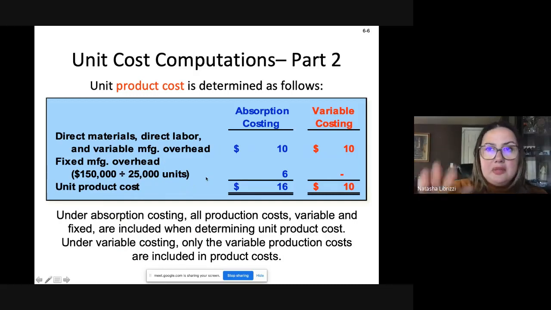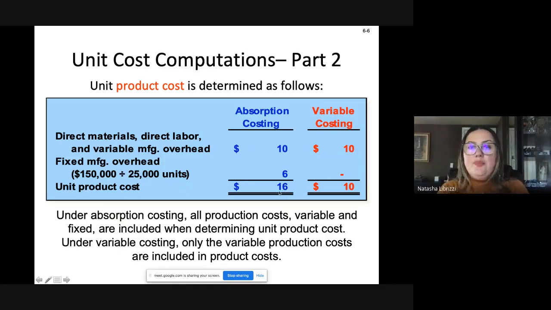And under these circumstances, remember the three assumptions we made. Whatever we produce, the cost is $6 per unit, so we're actually allocating our fixed manufacturing overhead per unit. This way, we capture all of the cost in the product cost. Now, for variable costing, we're not going to use fixed manufacturing overhead, and we're going to leave it out. Under absorption costing, all product costs, variable and fixed, are included when determining unit product cost. Under variable costing, I'm just reiterating this, only this part is included.